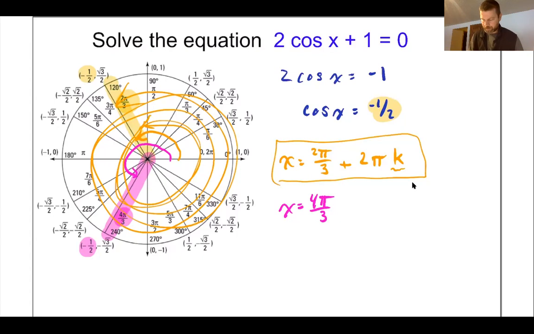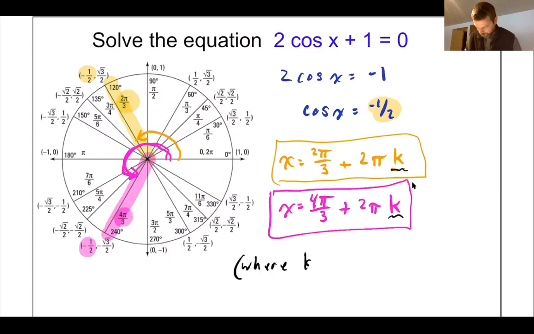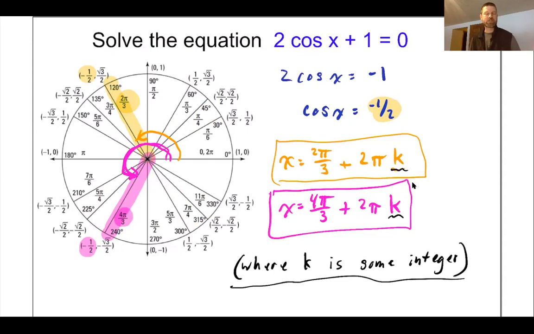I could do the same thing with my pink one. I could list all infinite angle measures that land on that pink one by saying, hey, it's going to be 4 pi over 3 plus a full circle k times. So plus 2 pi k. Now, if I wanted to be really picky about it, I didn't define what this k was, and so I would probably have to say where k is some integer, right? Indicating that I'm adding and subtracting full circles. Now, that would be an annoying thing to write every single time you put these answers. So when you do your homework, go ahead, just write plus 2 pi k, and I will know you mean that k is just some integer.